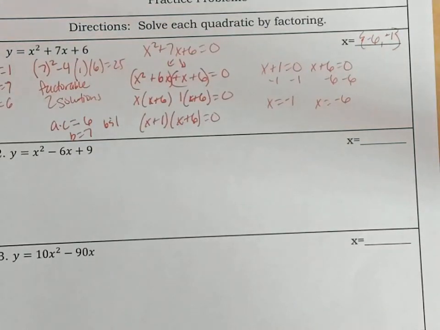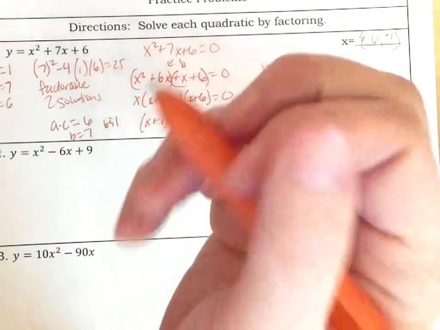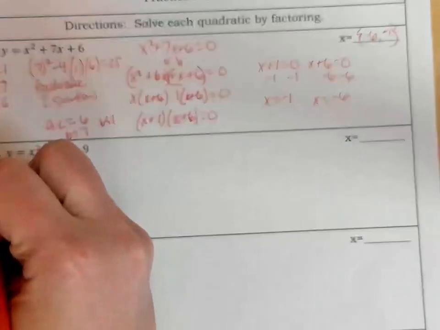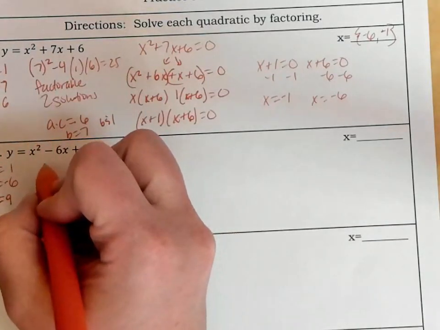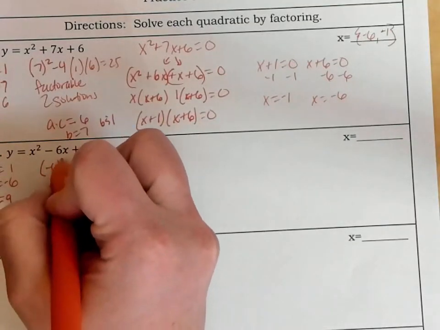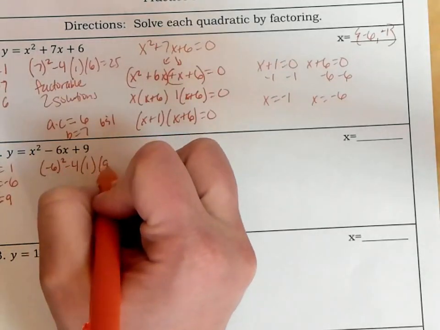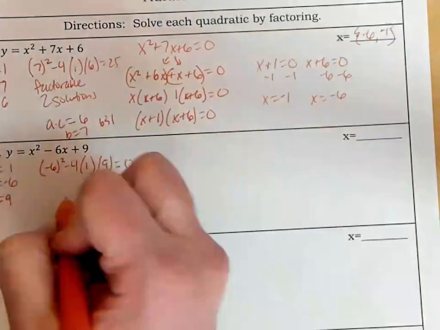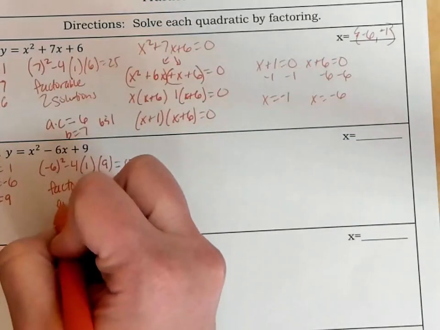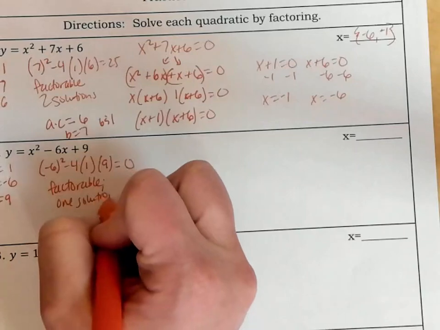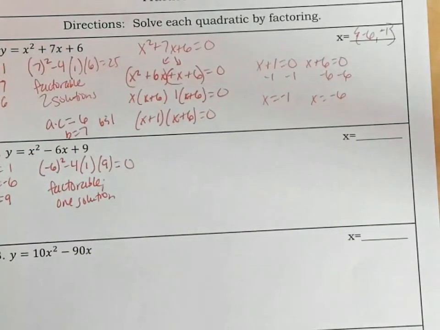Okay, number 2, same process again. Simplify, rearrange, check for greatest common factor. None of that needs to be done, but I do need to check that b squared minus 4ac. So a is 1, b is negative 6, c is 9. I get negative 6 squared minus 4 times 1 times 9, and I get 0. 0 tells me that this is factorable, but it also tells me that there is only one solution this time. So that's what I'm going to be looking for here.